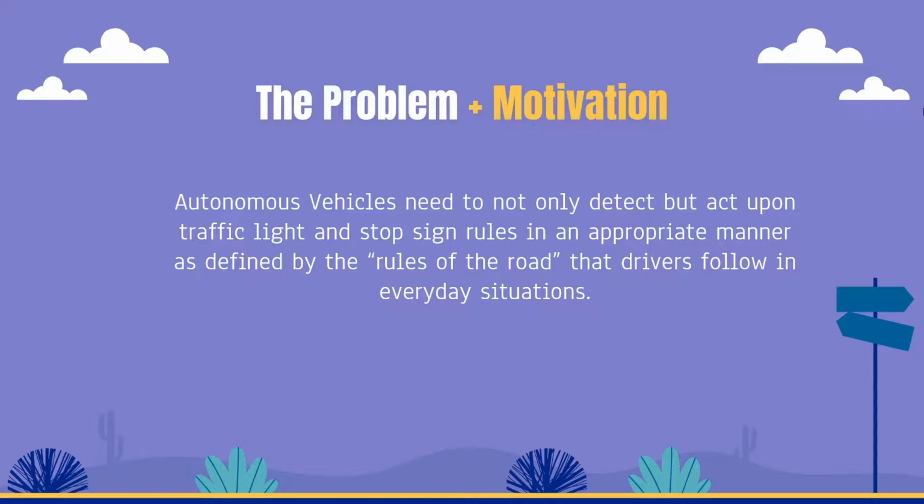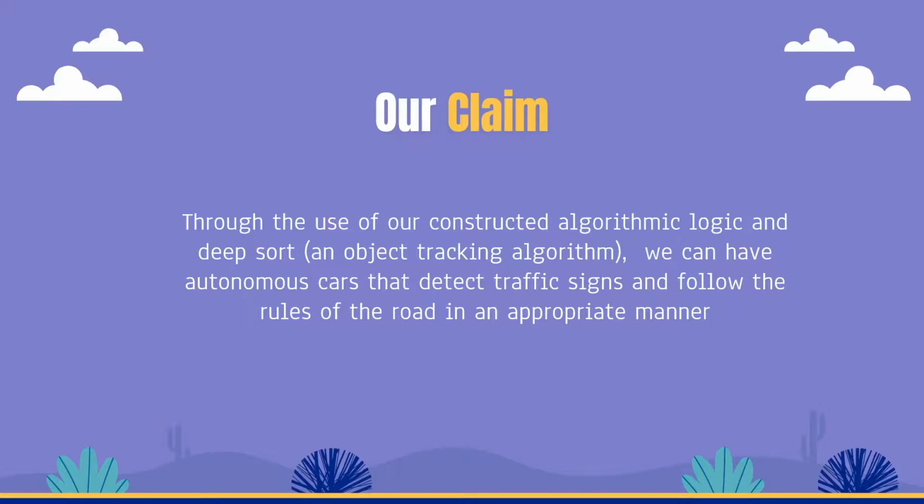Autonomous vehicles need to not only detect, but act upon traffic light and stop sign rules in an appropriate manner, as defined by the rules of the road that drivers follow in everyday situations. We claim that through the use of our constructed algorithmic logic and the DeepSORT object tracking algorithm, we can have autonomous cars that detect traffic signs and follow the rules of the road in an appropriate manner.